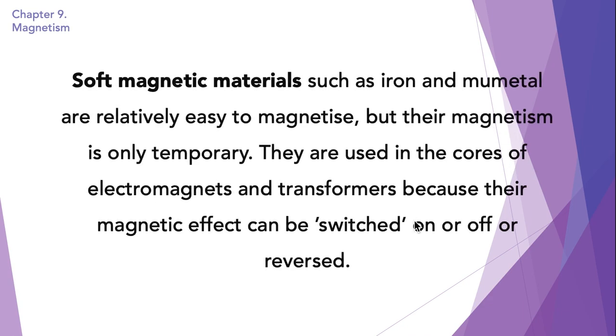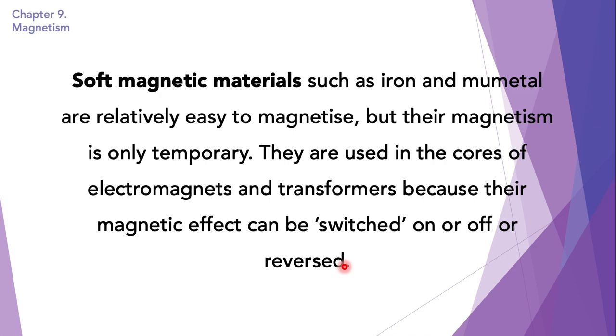Soft magnetic materials such as iron and mu metal are relatively easy to magnetize, but their magnetism is only temporary. And so they are used in the cores of electromagnets and transformers because their magnetic effect can be switched on or off or reversed. So even soft magnetic materials have their uses.